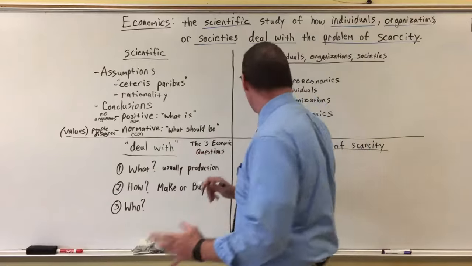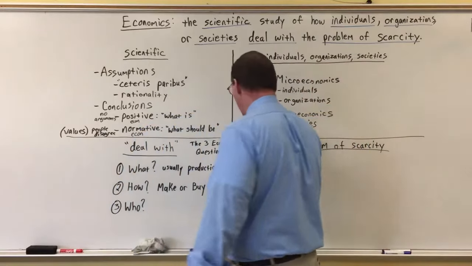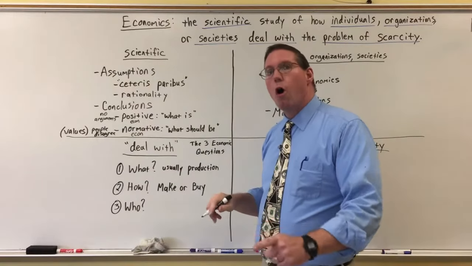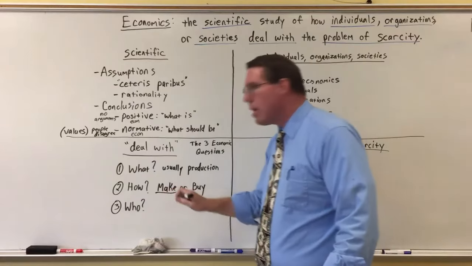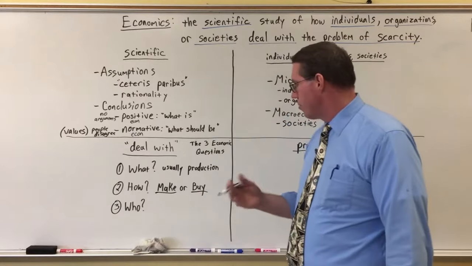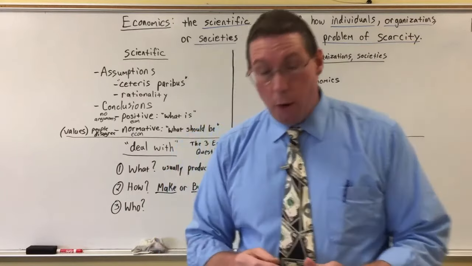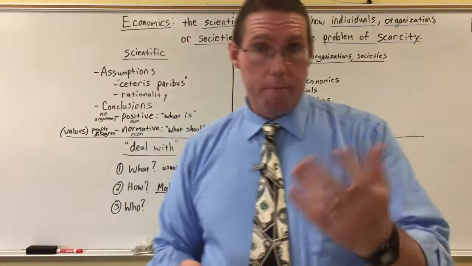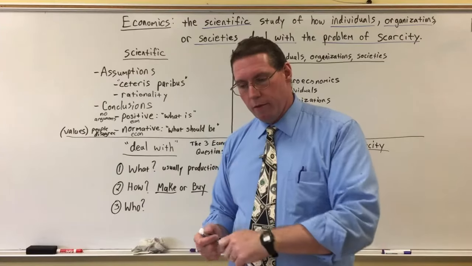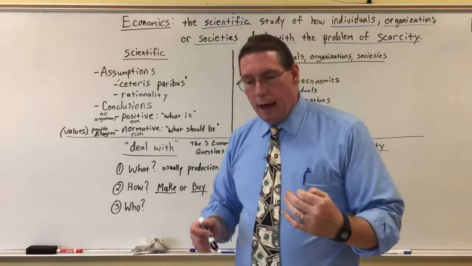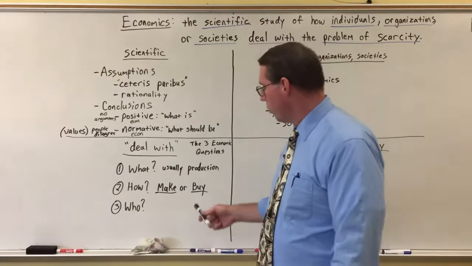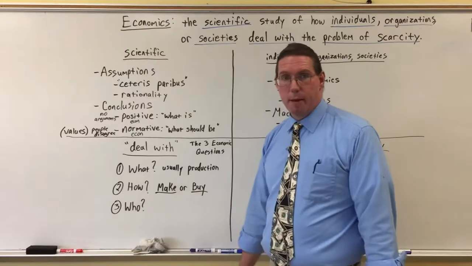And all economic agents, all individuals, organizations and societies, they have to decide when they need something: are they going to get it by making it themselves, or are they going to get it by buying it? Here's, I think, an interesting example. When I was in college, I went to Palm Beach Atlantic University, and I lived in my dorm in the Towers residence hall. I wanted a desk, and I had two choices. I could go to the store and buy a desk, or I could make a desk myself.